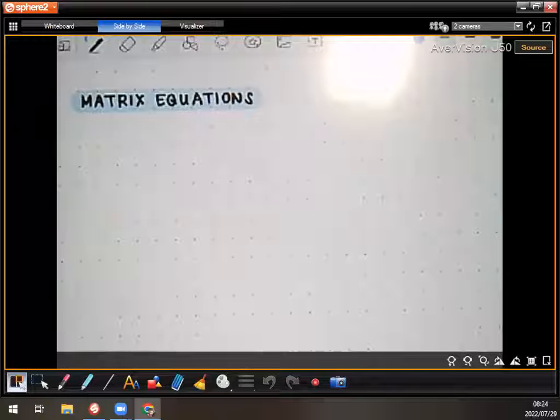Yes, we did. We drew exponential graphs. Okay, guys, matrix equations.